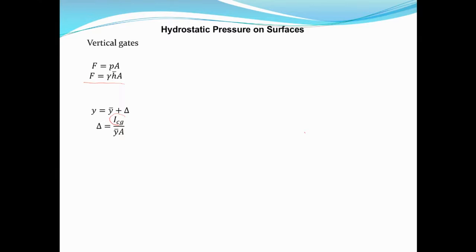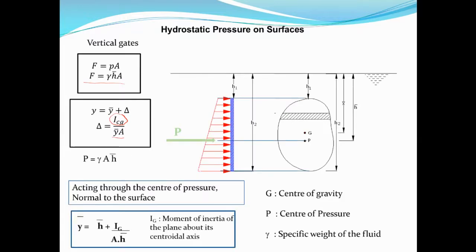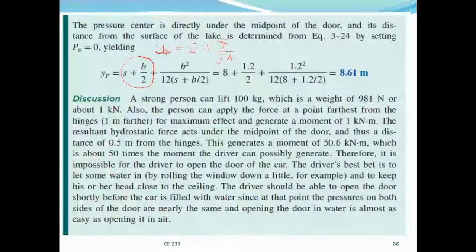This is the formula, the centroidal moment of inertia, about the centroidal axis, and this is Y bar A. I is b d cubed over 12. Then the area for a rectangle is b d.